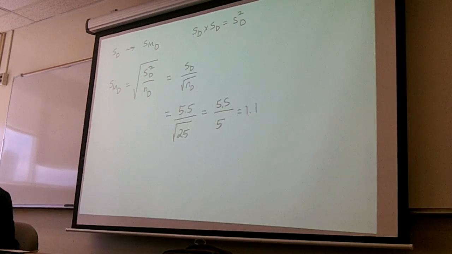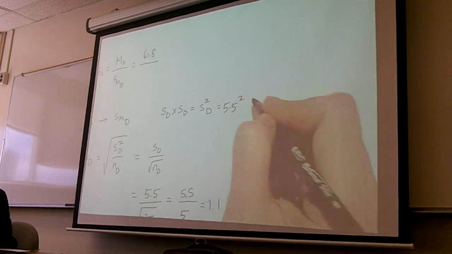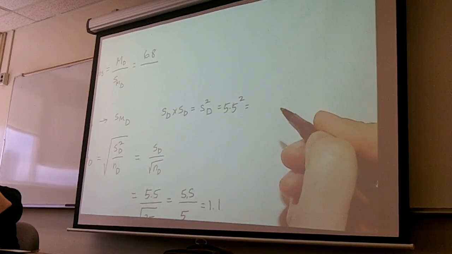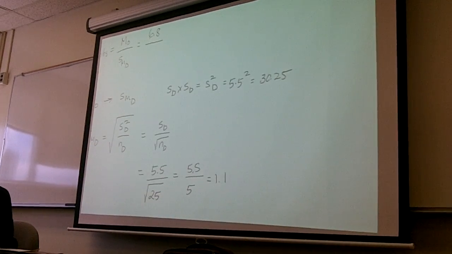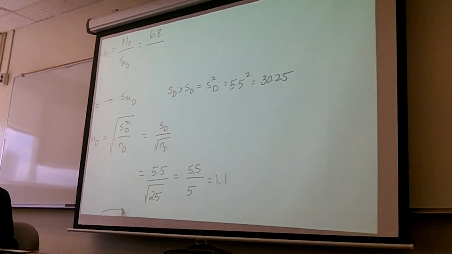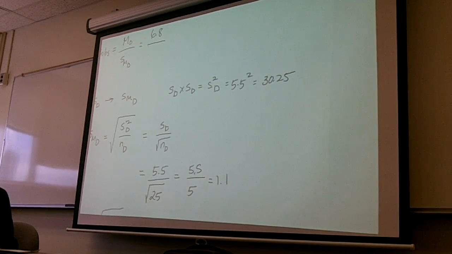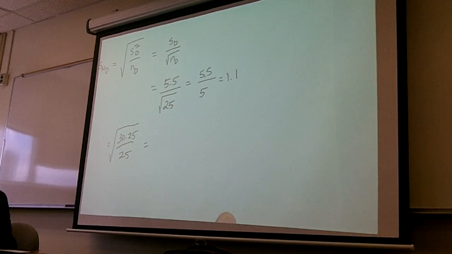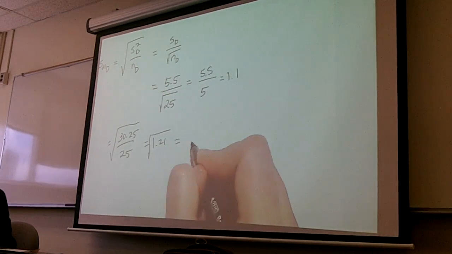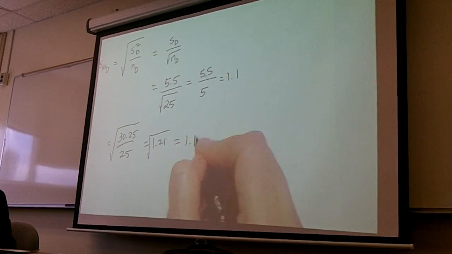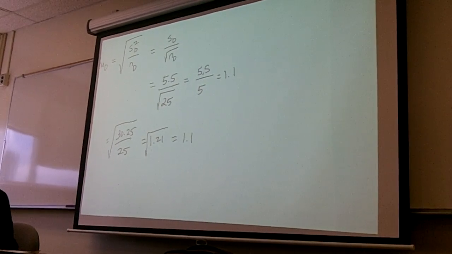Now what if we did it the other way? What if we did the square? What's 5.5 squared? 30.25. And then if I did 30.25 over 25, what do I get? 1.21. We take the square root. And what's the square root of 1.21? 1.1. So whichever way makes sense to you, you can do it either way. It'll give you the same answer.